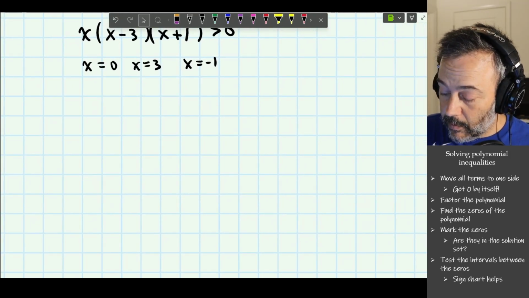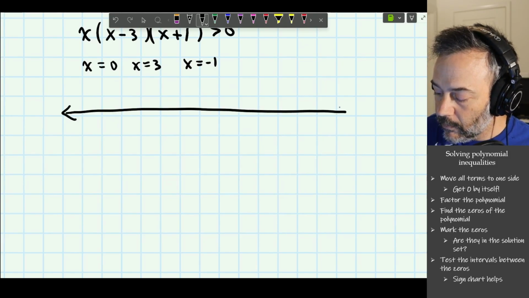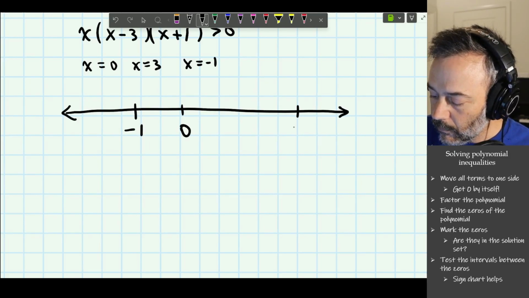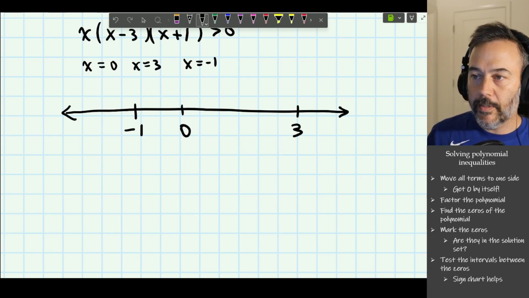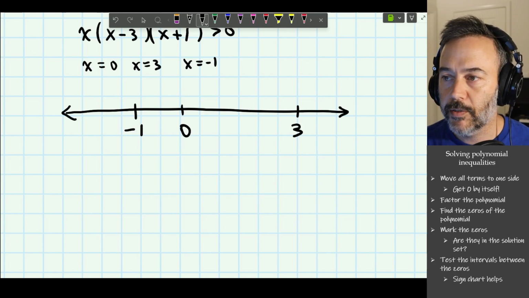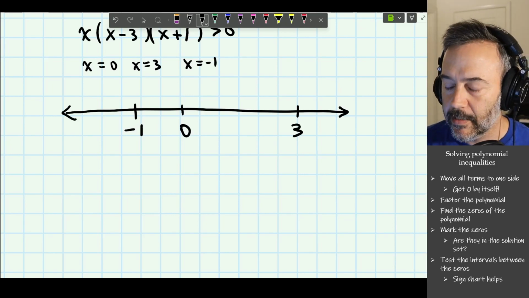Next, graph a number line and mark these numbers on the number line. I could have taken time to really space them out nicely, but we don't need to in this case, so we can just mark them approximately the right distance.